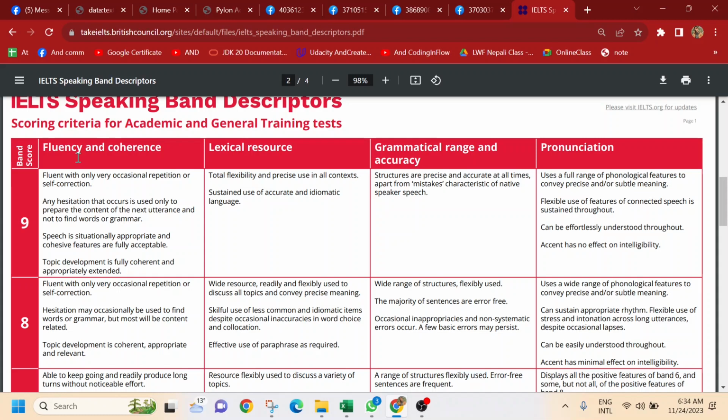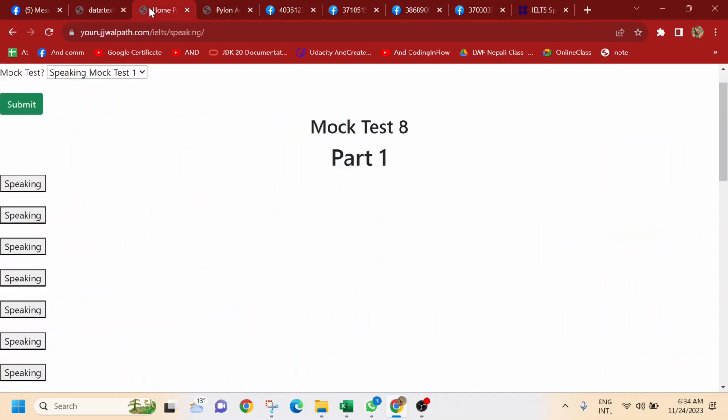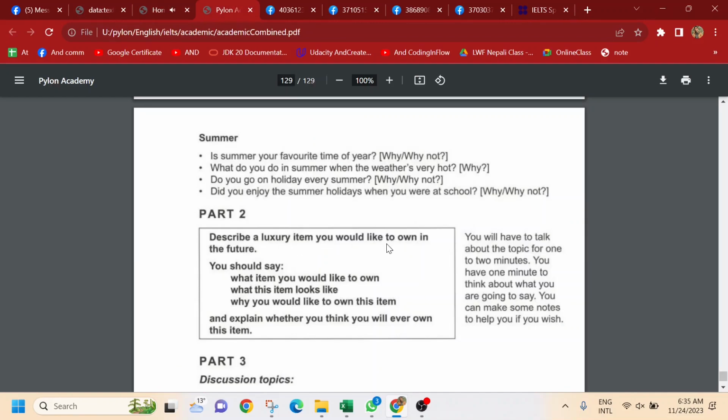So in your part 2, let's look at the questions for part 2. For example, a luxury item, a car, and you're entering into the past. When I was in class 6, I first rode in a car. At that time, the car belonged to my uncle, so it was so pleasant to travel in the car.